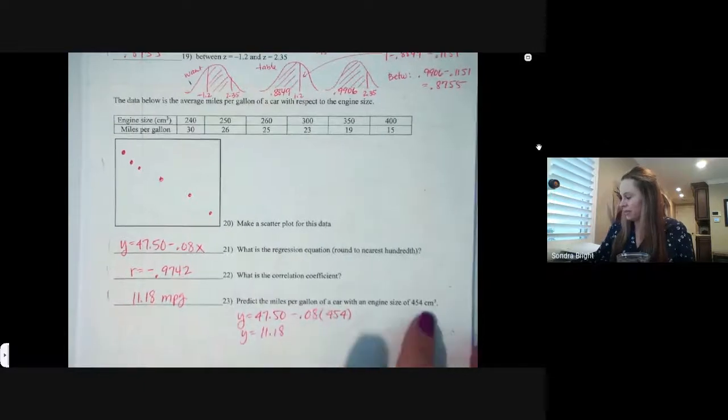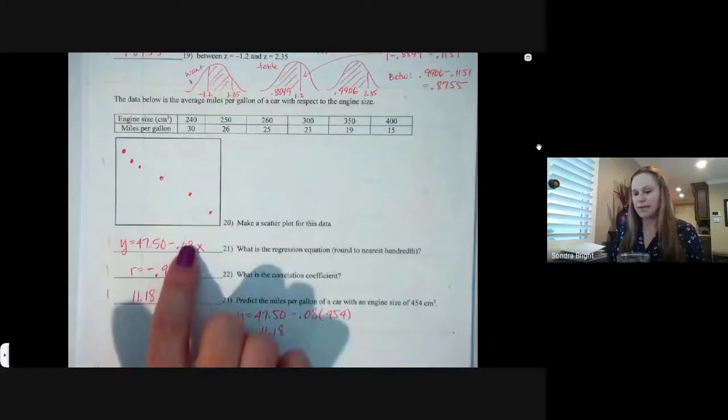And then predicting the miles per gallon when the engine size is 454. That's you just plugging 454 into this equation, and you get 11.18 miles per gallon.